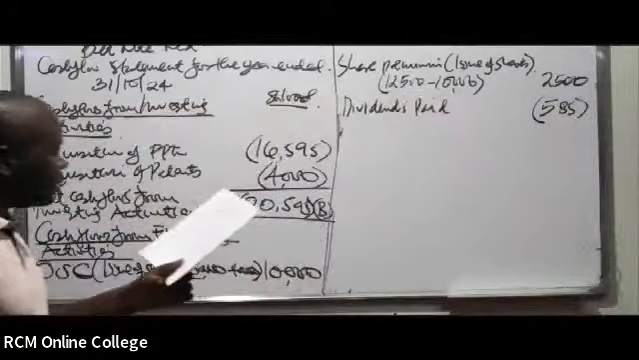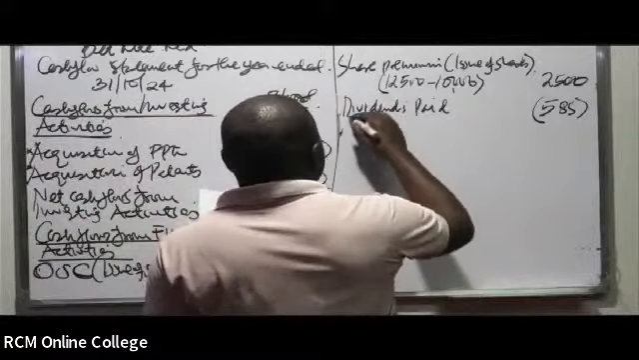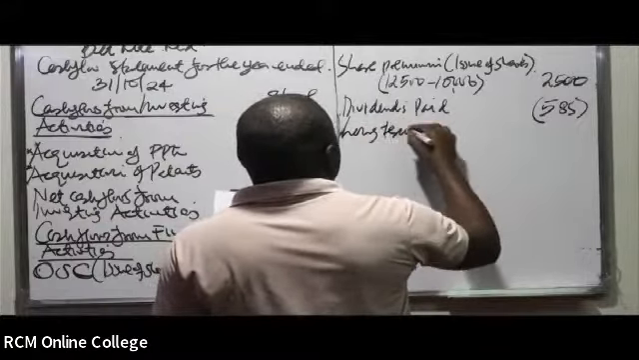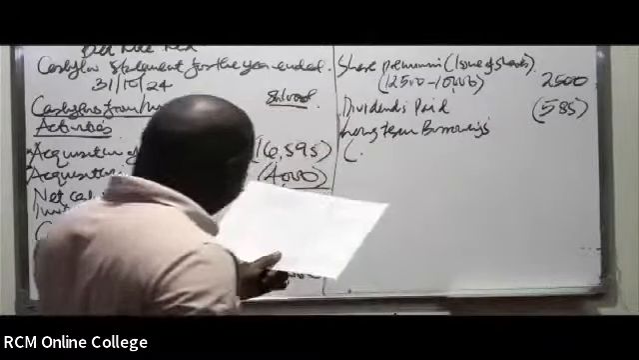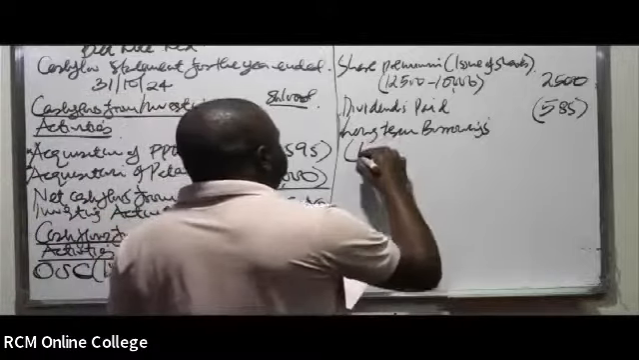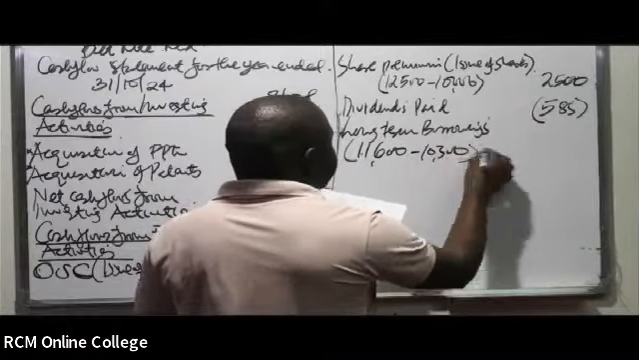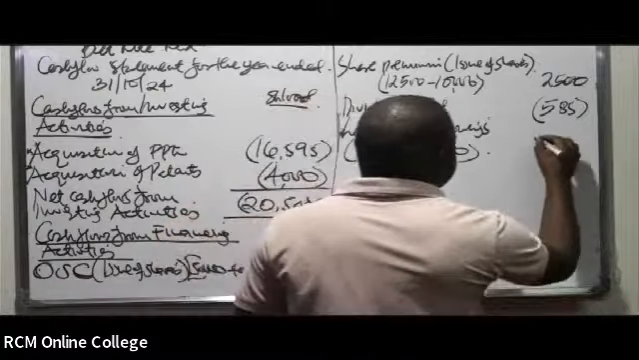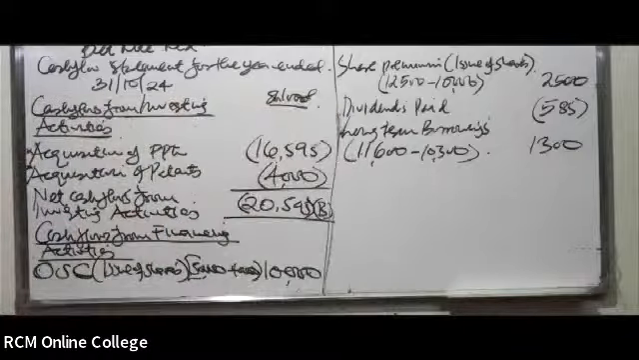Then the other financing activities, you get them under the non-current liabilities. Under the non-current liabilities, you have long-term borrowings. They opened with 10,300, but they are closing with 11,600. So they must have borrowed. 11,600 minus 10,300 is still financing the business, and this comes to 1,300. This money came in, so you add 1,300.